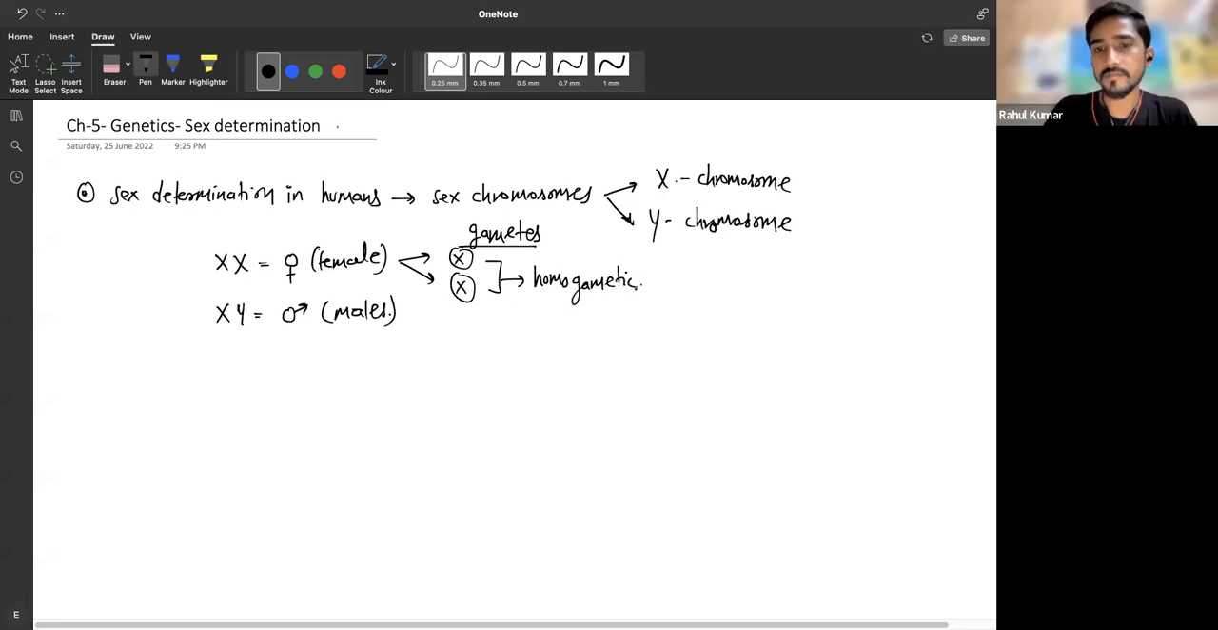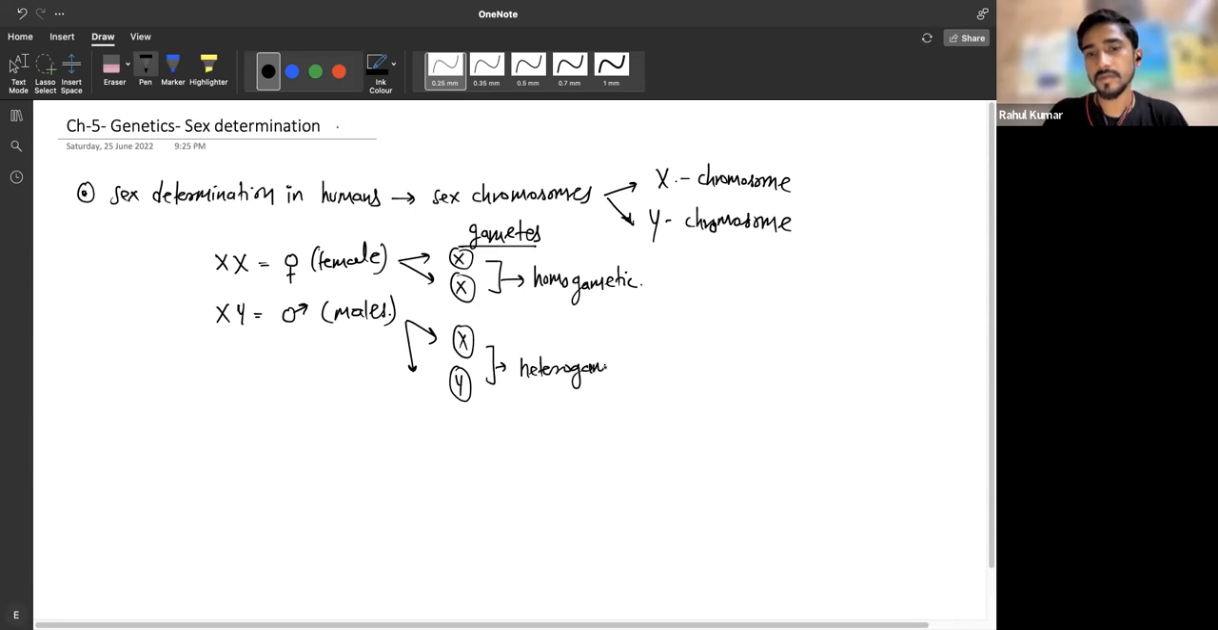Homogametic condition. All the gametes are the same, but in males, there will be two different types of gametes: one gamete containing the X chromosome and the other containing the Y chromosome. So this concept is called heterogamety. We have discussed it earlier also, but just to elaborate it here in this chapter. Is this clear to all of you in humans?